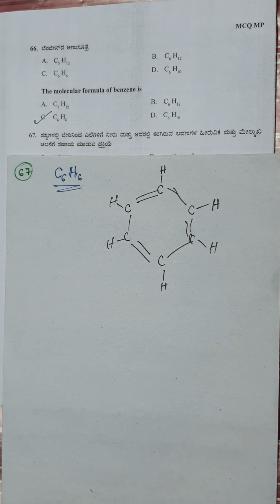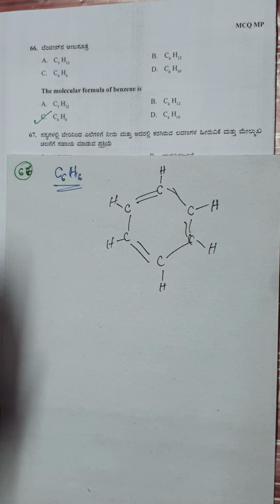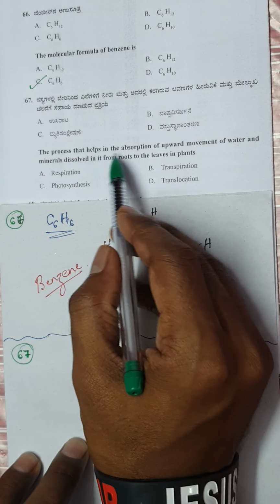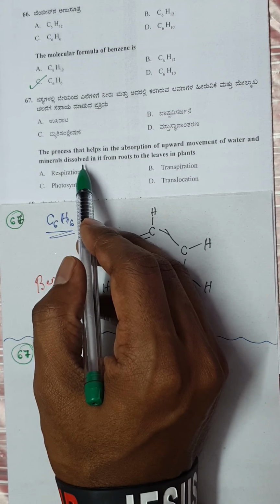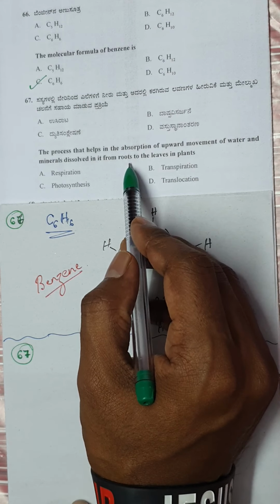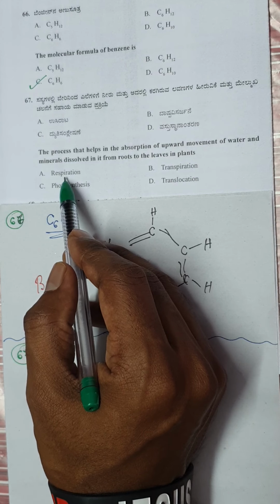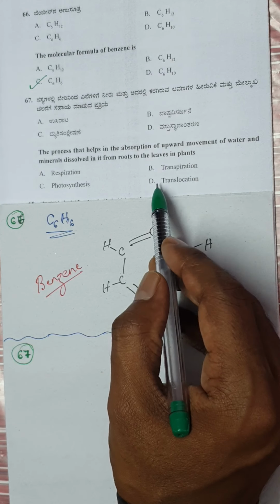Okay, right. Let's go to the next question, question number 67. Sorry students, I had written 67 here, but actually it was 66th question. Next one is the 67. So here comes the questions from biology. The process that helps in the absorption of upward movement of water and minerals dissolved in it from roots to the leaves in plants. So what process is this? Whether the process is respiration or transpiration or photosynthesis or translocation.